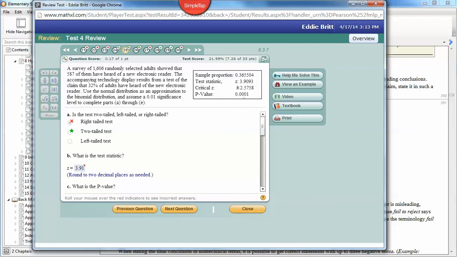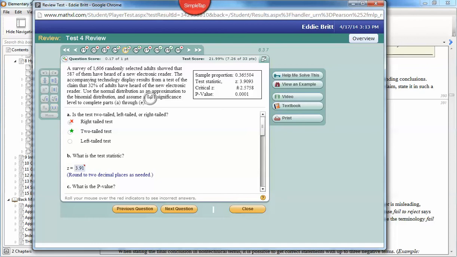We haven't had to calculate any of that. Let's see what this is. A survey of 1,606 randomly selected adults showed that 587 of them have heard of a new electronic reader. The accompanying technology display results from a test of the claim that 32% of the adults have heard of the new electronic reader. Use the normal distribution as an approximation to the binomial distribution and assume a 0.01 significance level to complete parts A through E.